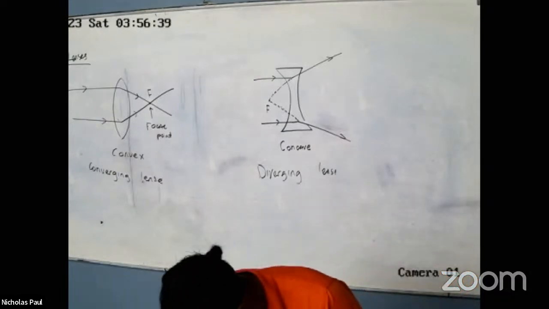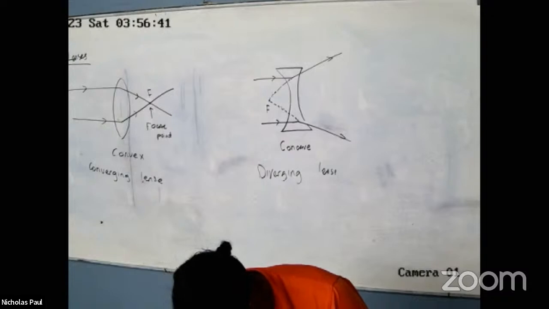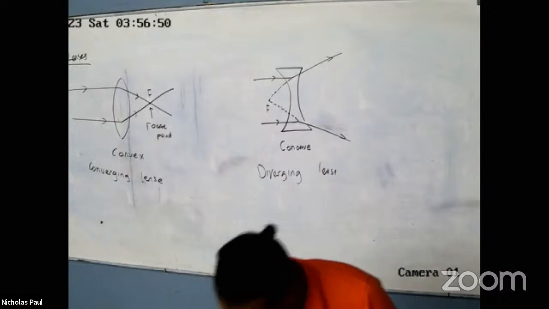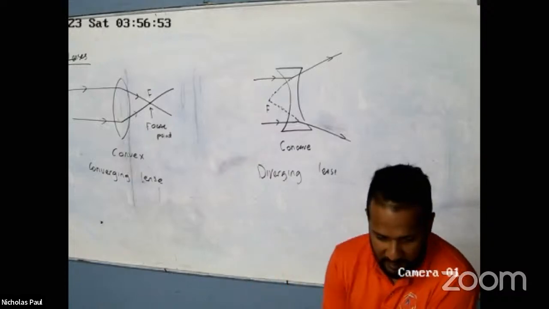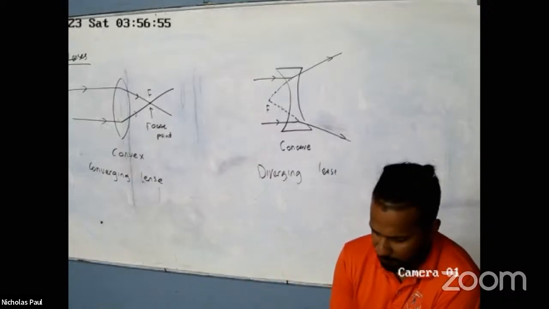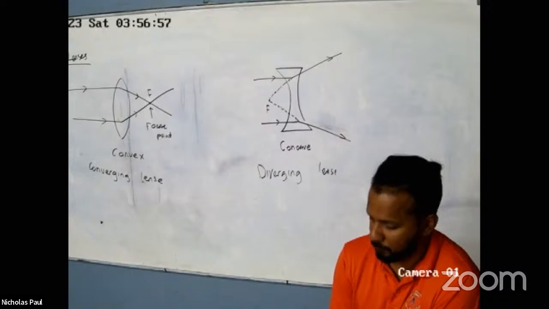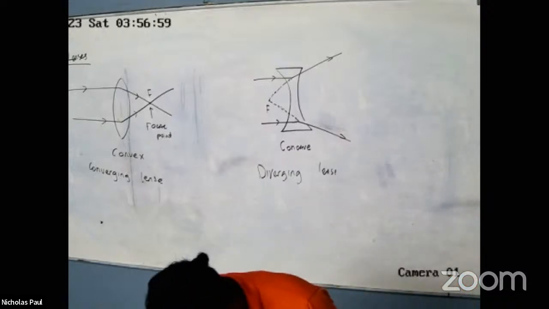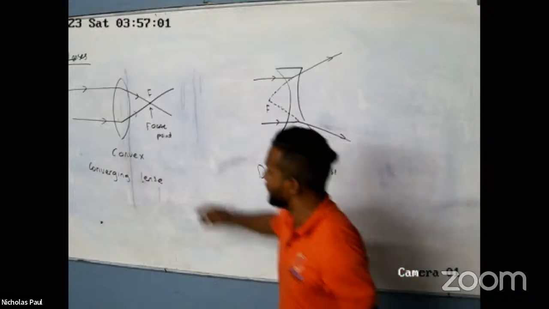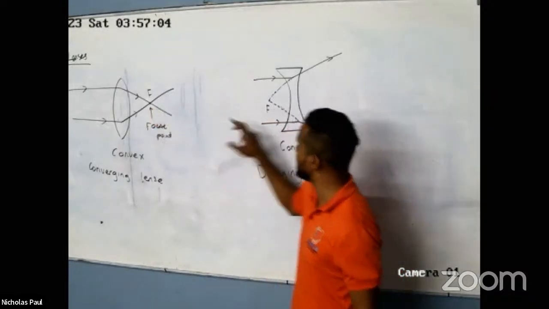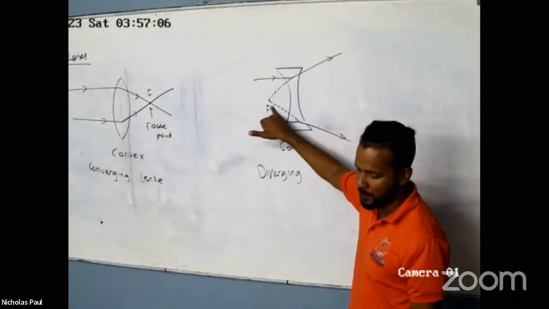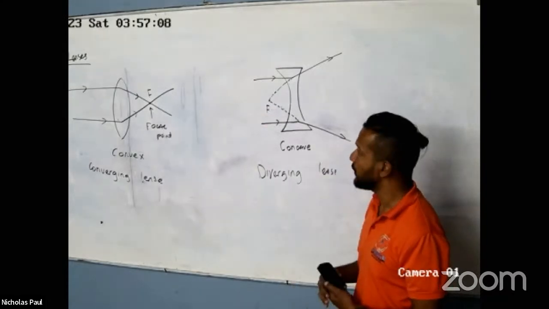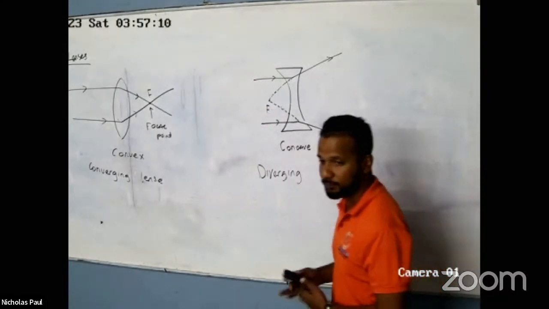Now you can see. So what are the two images again? Images could be real, where the rays meet, and virtual, where the rays don't meet but appear to. I'll give you that list just now. Anybody here still?